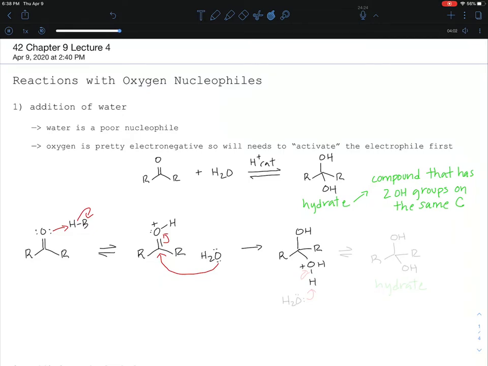Another water molecule can come along, and we can deprotonate, dump the electrons onto that oxygen, and we get our product, our hydrate down here.